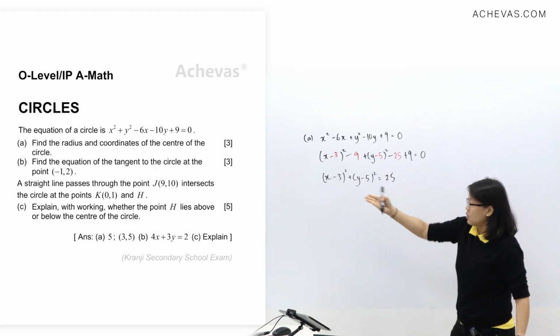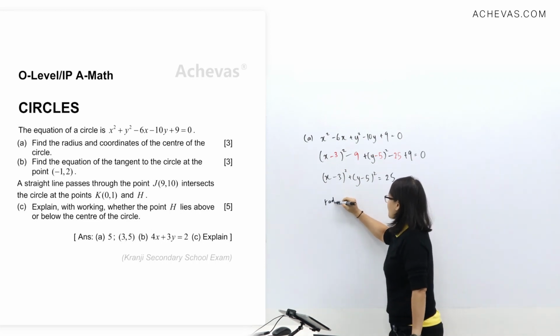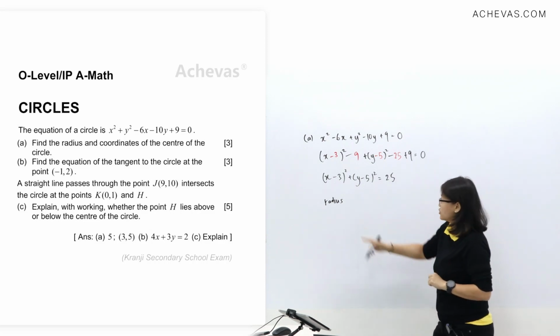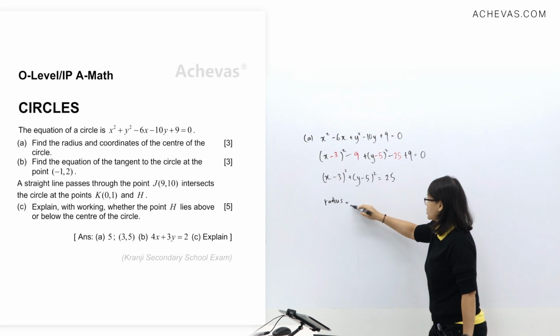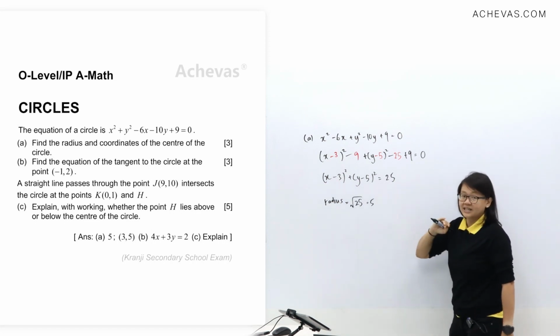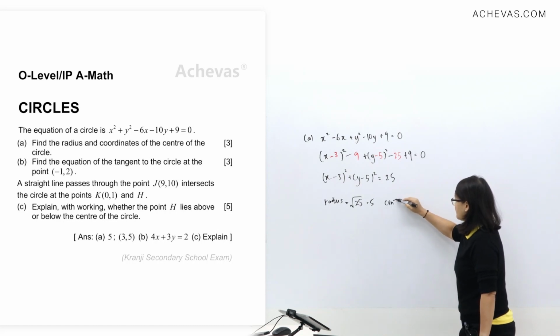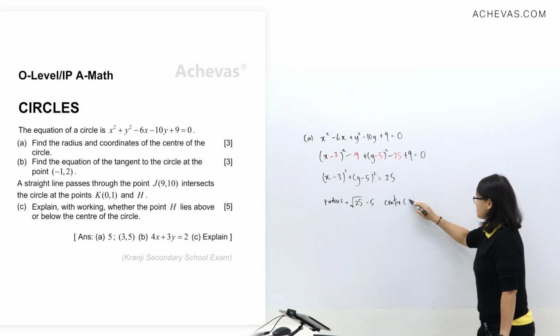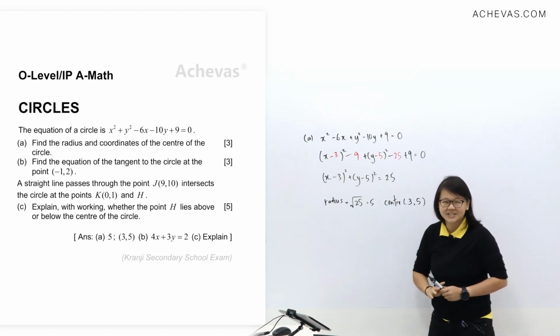Let's answer the question now. Radius. Do remember that 25 is r squared. So to find radius, we're going to put square root of 25. So the answer is going to be 5. And next, let's write down center of circle. Remember to switch the sign for this and this. So we have center of circle as 3, 5. That's part A of this question.